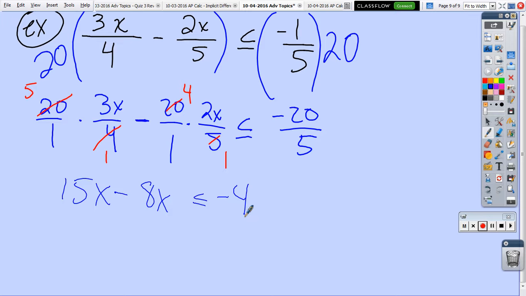What if you did like 40 instead of 20? Okay, well, good question. It wouldn't matter. You would just be dealing with larger numbers that aren't necessary to be that large, but it would still get rid of all the fractions. That's a common multiple, but 20 is the least common multiple. So now you're here. Now this should look pretty comfortable. 7x is less than or equal to negative 4. And then the last step, divide both sides by 7. So the answer is x is less than or equal to -4/7.